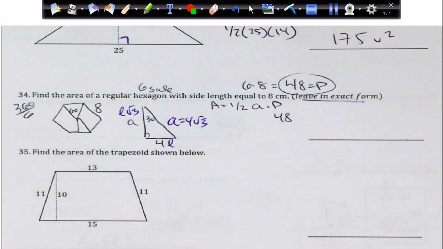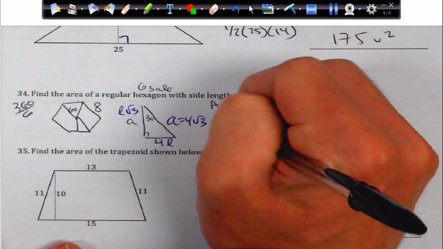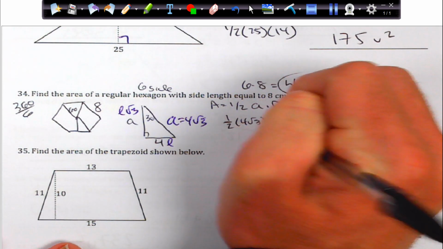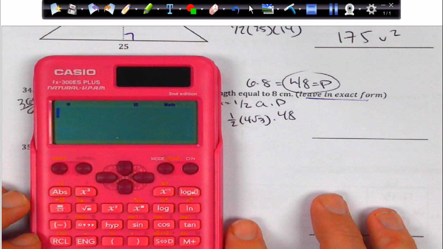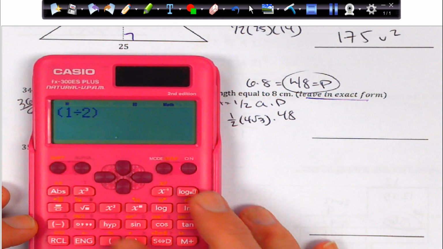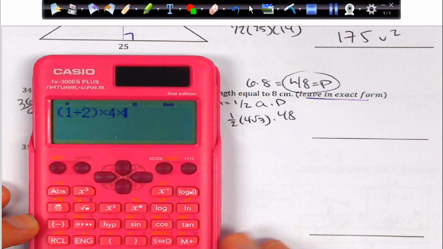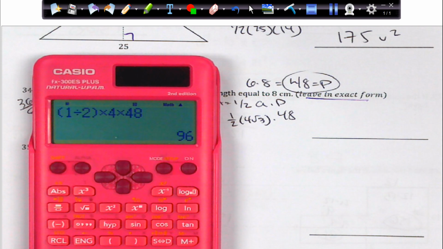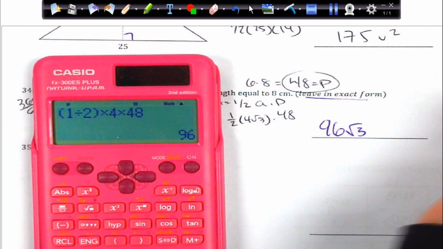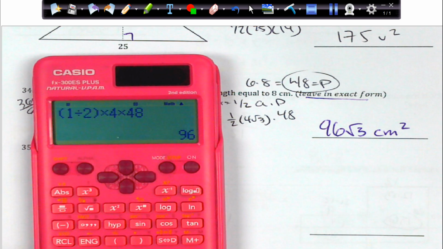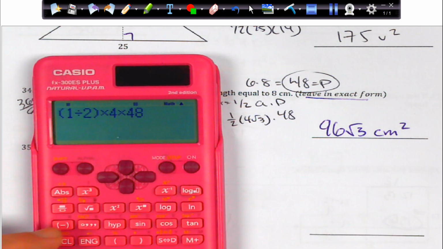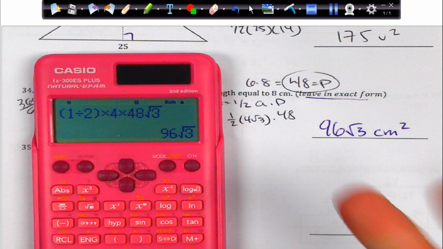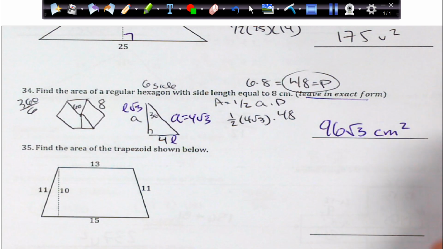Leave it in exact form. So we're going to get 1/2 and then 4 rad 3. To do this on your calculator, this is what I do. I just ignore the rad 3. I just pretend it's not even there. I'm just going to do 1/2 times 4 times 48. I get 96. I write 96, and then I just slap that rad 3 on, and then my units. Because I want it in exact form, I don't need to multiply it in. If I threw rad 3 in there, sometimes it works, and sometimes you get a messy one, but I just leave it out until the end.